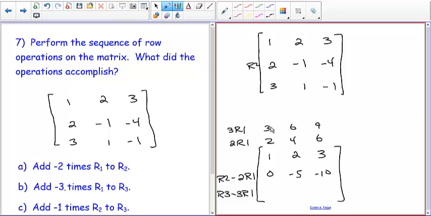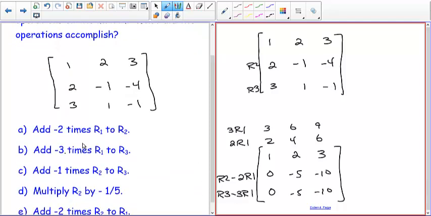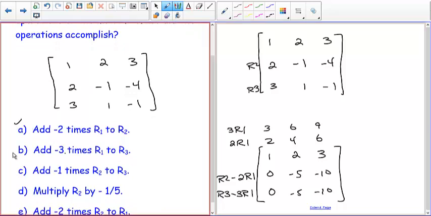Now, up here, we're going to take the old R3, or row 3, and we're going to subtract 3 times R1. So we're going to take this number and subtract that number. 3 minus 3 is 0. 1 minus 6 is negative 5. Negative 1 minus 9 is negative 10. So we end up with that. So that's the first thing we did. We did both of these.